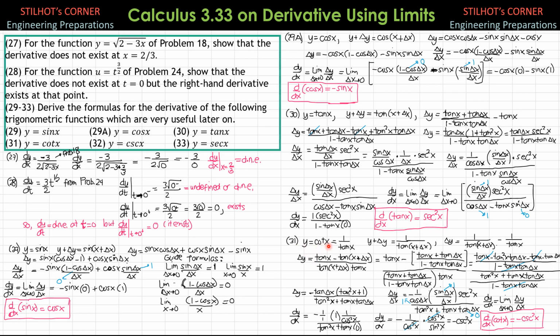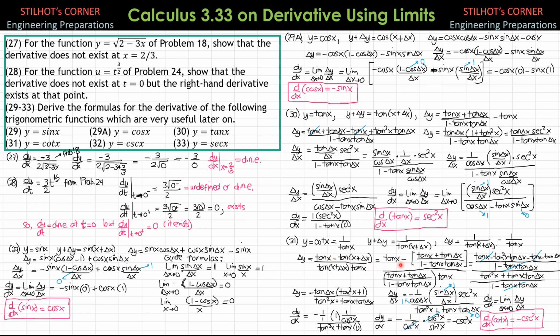Now y is cotangent x, which is 1 over tangent x. So y plus delta y is 1 over tangent of x plus delta x. So delta y is 1 over tangent of quantity x plus delta x minus 1 over tangent x. Simplify. So delta y is 1 times tangent x, so tangent x minus 1 times tangent of quantity x plus delta x over the LCD, tangent of quantity x plus delta x times tangent x.